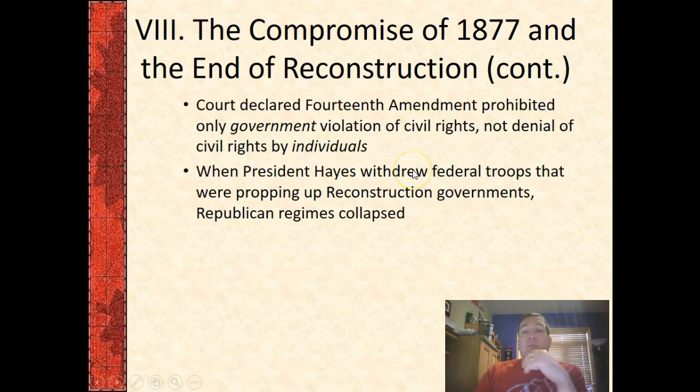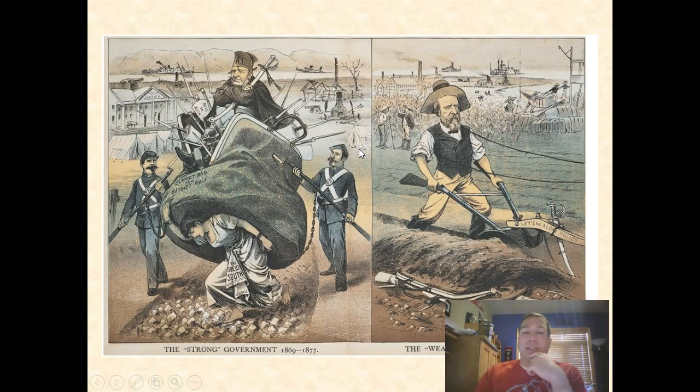When Rutherford B. Hayes pulls his troops out, and then this is put into place as the understanding by the Supreme Court, it just sets everybody in the Deep South on this path then where white supremacists can then redeem the Deep South.